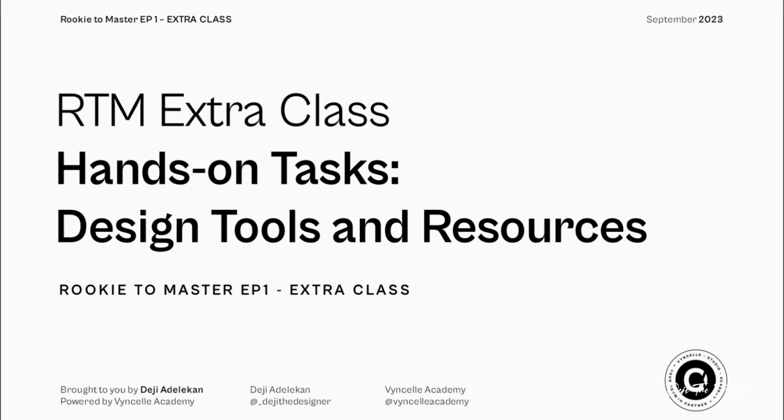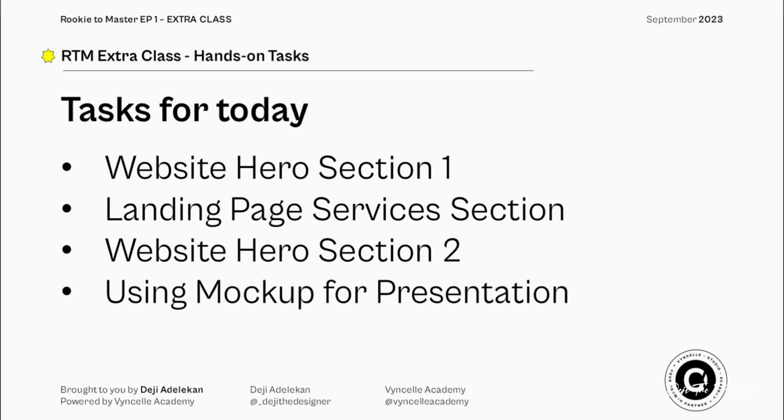So the tasks for today: we have a website hero section, then a landing page services section, then another website hero section, then how to use mobile. So you can see that we actually have a lot to do today. I think I'll be making one of these an assignment, and that will probably be number 2, the landing page services section. That will be an assignment for everybody. But the other things, we do them today. We have to be very fast.